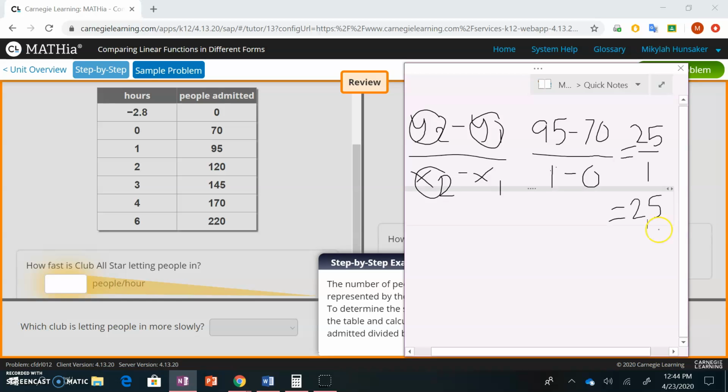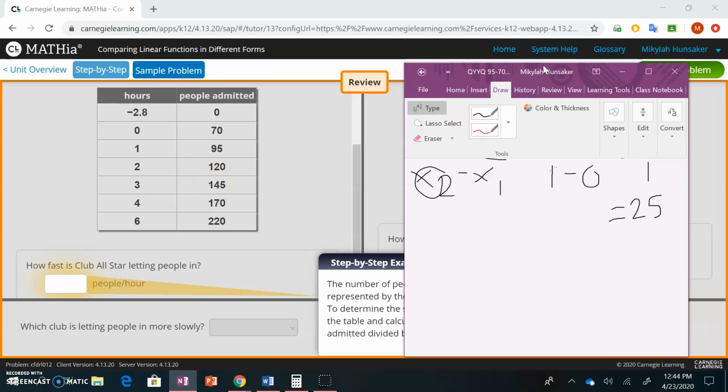Okay, let's pick another set of numbers just to double check, see if the slope's the same. So maybe I can do 6 hours and 3 hours. The one that's farthest along will be my x2, y2, and 3 hours will be x1, y1. So I'll just double check this. Let's see, maybe I'll use a different color.